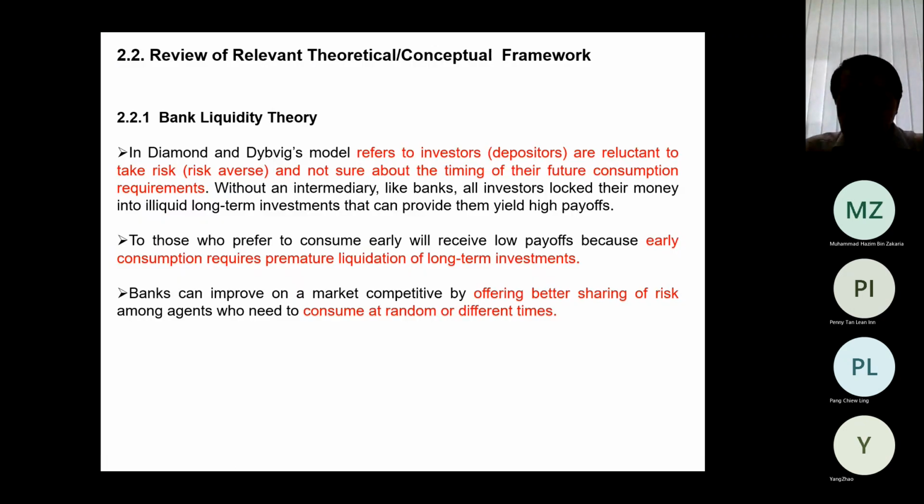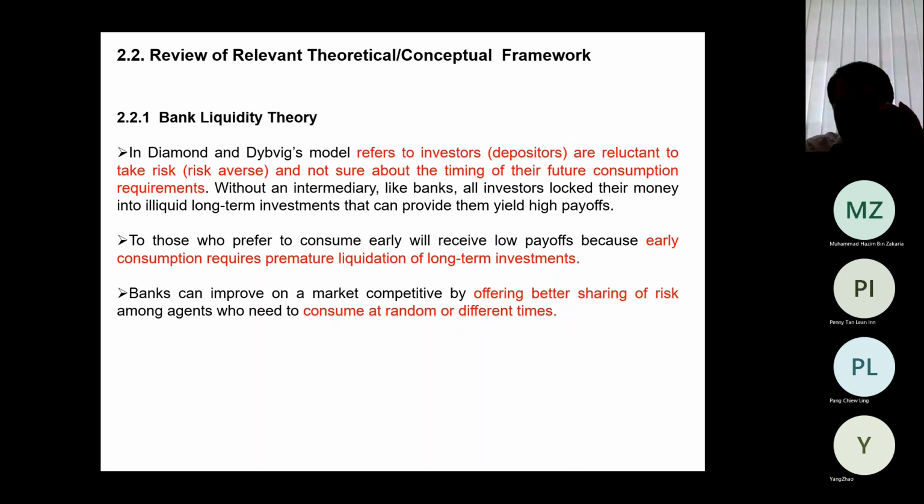Okay. So there are two theories I'm looking at here. The first theory is bank liquidity. Under the bank liquidity theory, Diamond is a very old model. And they say depositors or investors are reluctant to take risk and not sure about the timing of their future consumption requirements. According to this Diamond model, this is normally true especially for initial investors. Although depositors, they dare not take risk.